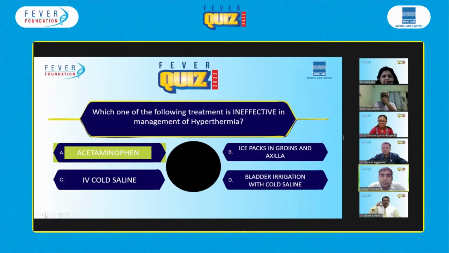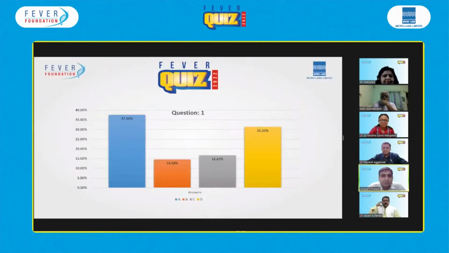So computer ji, please elaborate. So many of you have got it right. Very good. So it is important. So acetaminophen is not to be used. Other things are part and parcel of external or internal cooling, and those mechanisms can be used.